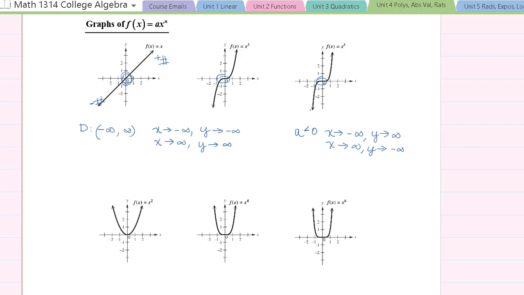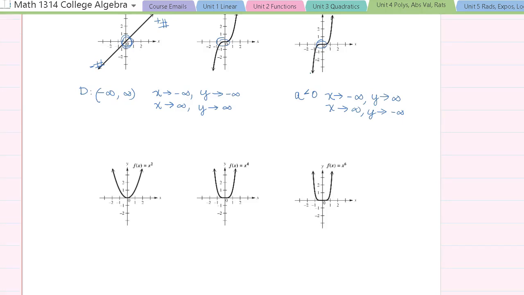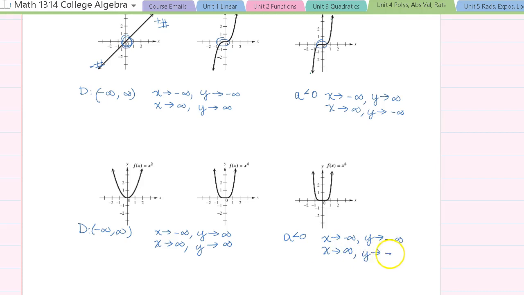The next set of graphs are those of even powers: quadratic, to the fourth power, and to the sixth power. Notice that each of these parent functions have the same domain from negative infinity to positive infinity, and their end behaviors are the same. As x approaches negative infinity, y approaches positive infinity, and as x approaches positive infinity, y also approaches positive infinity. If there had been a negative leading coefficient, the end behaviors would have changed, as does the graph, so that as x approaches negative infinity, the y values would approach negative infinity, and as the x values approach positive infinity, the y values would approach negative infinity.